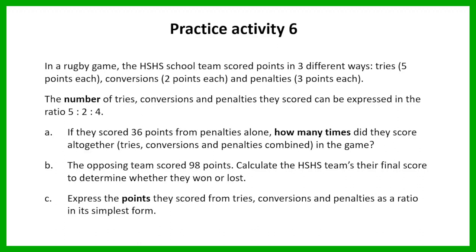Okay, so in this question, you've got a rugby game that's happening with the HSHS school team that scored points in three different ways. Those ways were made up of tries, which are worth 5 points each, conversions, which are worth 2 points each, and penalties, which are worth 3 points each. The number of tries, conversions, and penalties they scored can be expressed in the ratio 5 to 2 to 4.